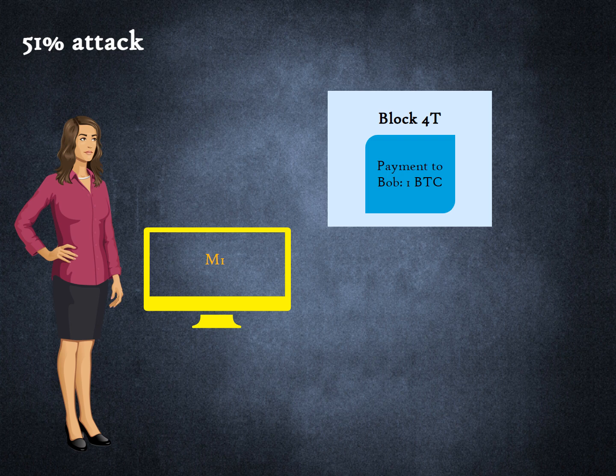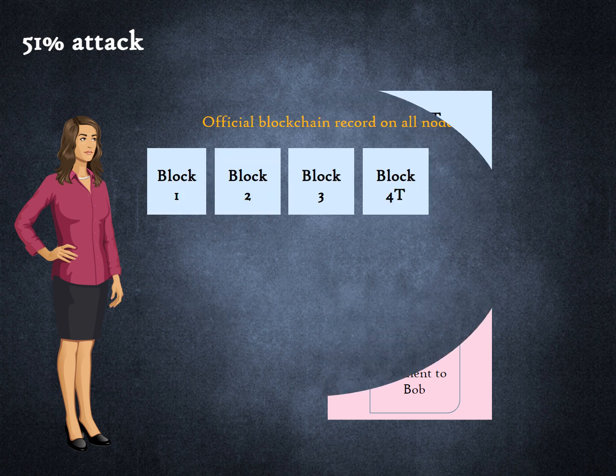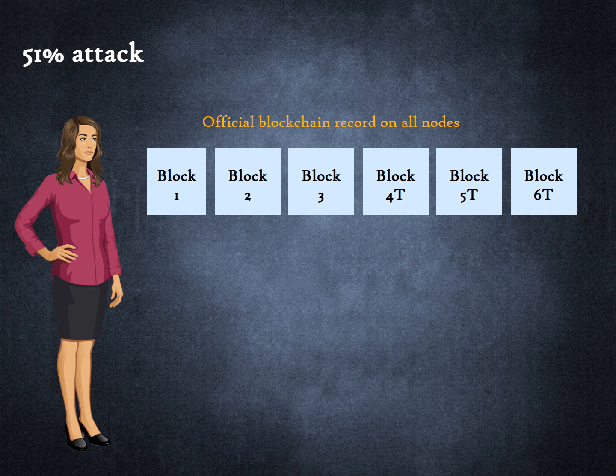But Alice does something else. She mines a block on her own computer. This block excludes the payment she made to Bob. We will call this block 4F, F standing for false. Alice does not propagate the block to anyone else. The blockchain continues to be formed. Block 5T assumes block 4T as the parent. Block 6T assumes block 5T as the parent.